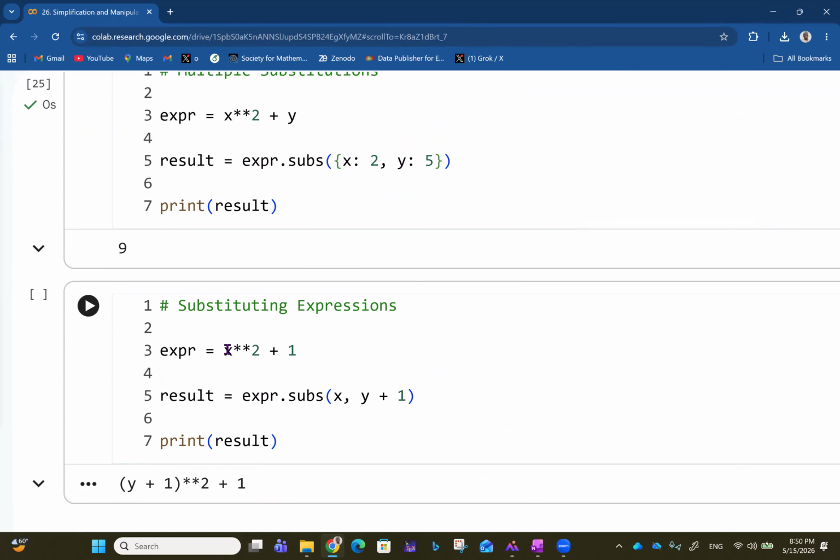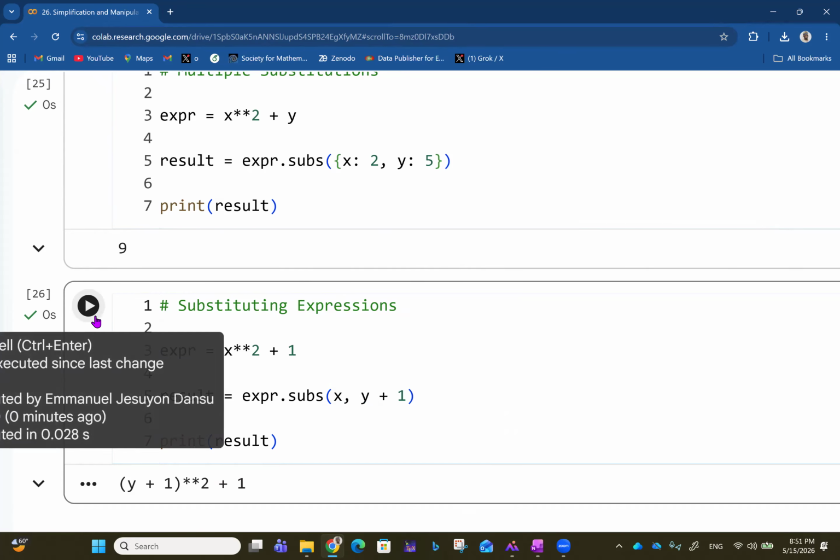Then substituting expressions now. So you have expression x squared plus 1, and you want to substitute x with y plus 1. Anywhere you see x, you put y plus 1. So instead of x squared, now you have y plus 1 squared plus 1. And this is exactly what you have right there.